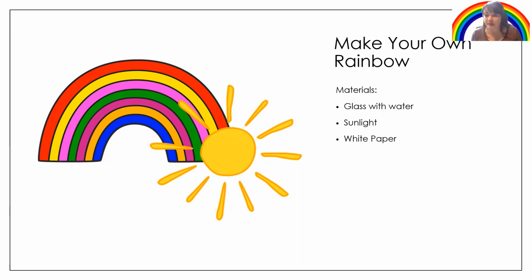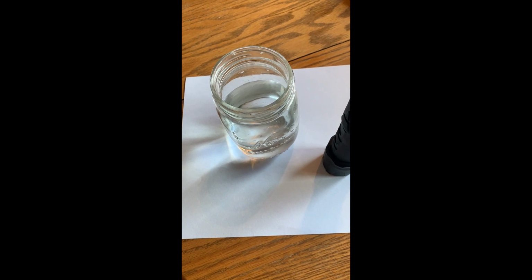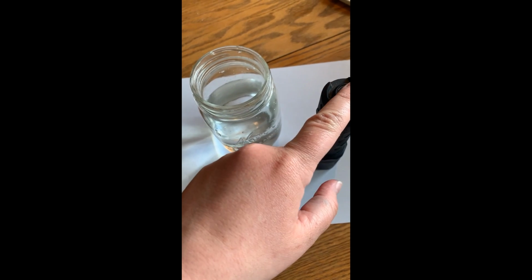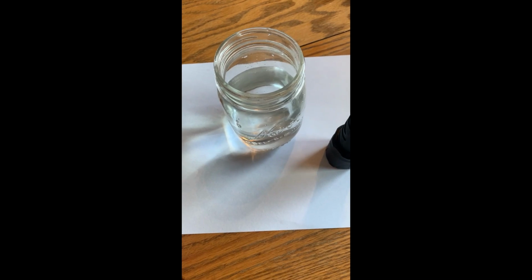We're going to make our own rainbow for our movement activity today. The only materials we're going to need is a glass with some water, sunlight or a flashlight, like I said earlier, and some white paper. All right, our make your own rainbow activity. I have my flashlight, my cup of water, and my white paper.